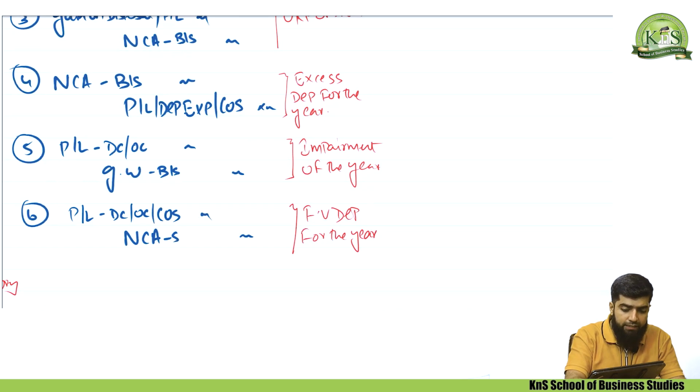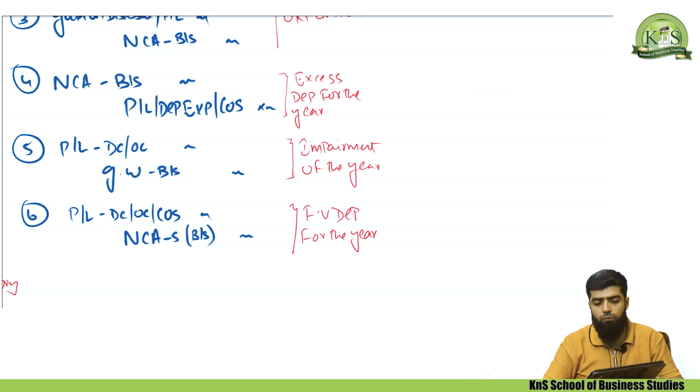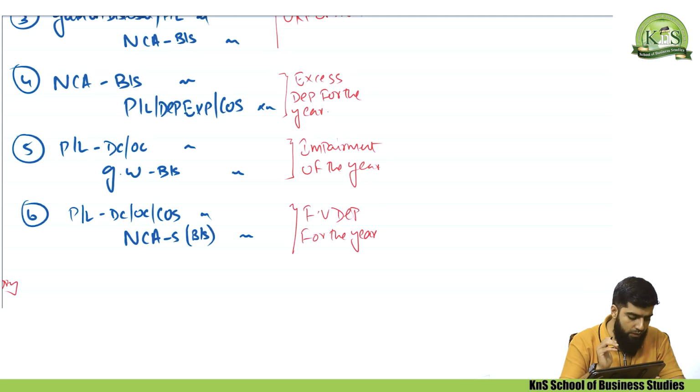But again, this adjustment will be on the balance sheet side, so we'll not be discussing it over here. So that adjustment will be made for the fair value depreciation. Okay, another adjustment that the examiner might ask you is for the dividend.